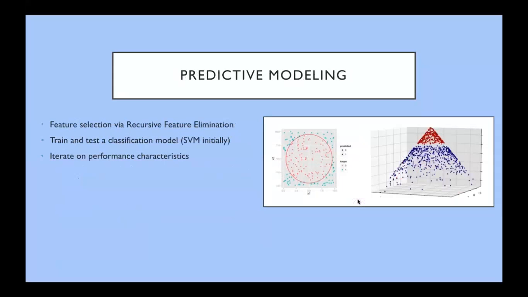In the next couple of weeks, I'll be using recursive feature elimination to try and reduce the dimensionality of the data a little bit, and then train and test the classification model using the support vector machine initially, although I may use a random forest as well for some comparison. And then, time permitting, I may do some iteration on the performance characteristics and see whether or not other features within the vectors would do a better job.